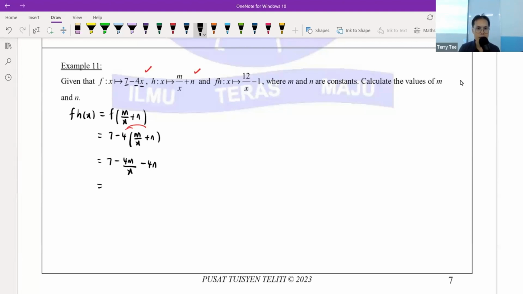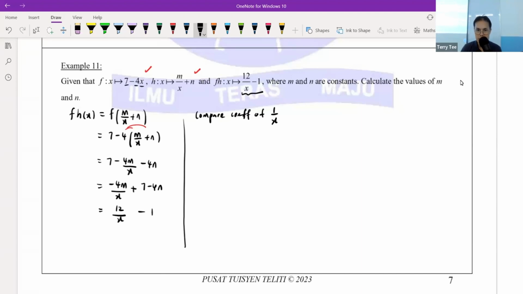Put them together. For me, maybe we write in the same form as this one. Why? Because we are supposed to compare, right? So we are supposed to find m and n. You can see from here, this is 12 over x. The other one is -1. So when you are comparing, actually you are comparing what? You are comparing the coefficient of 1 over x. The number in front of 1 over x is -4. The other one is 12. So we can conclude that minus 4m is 12.